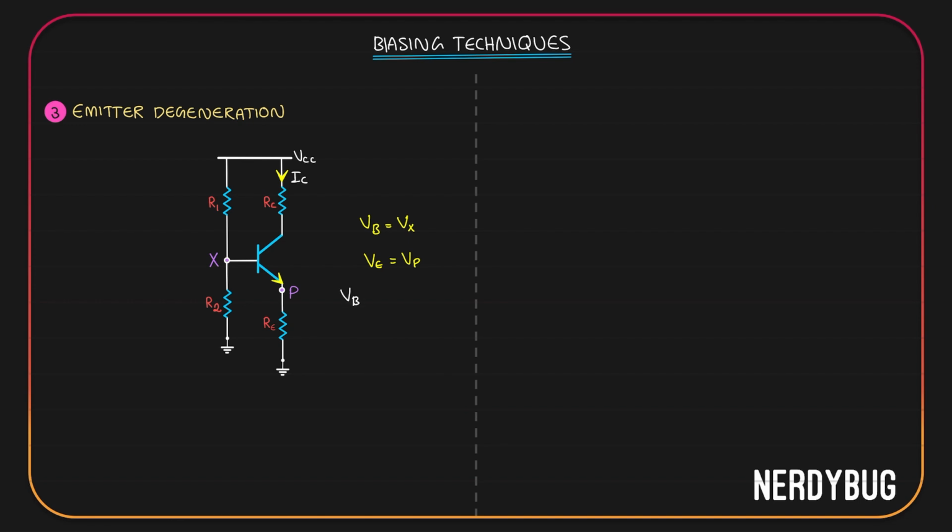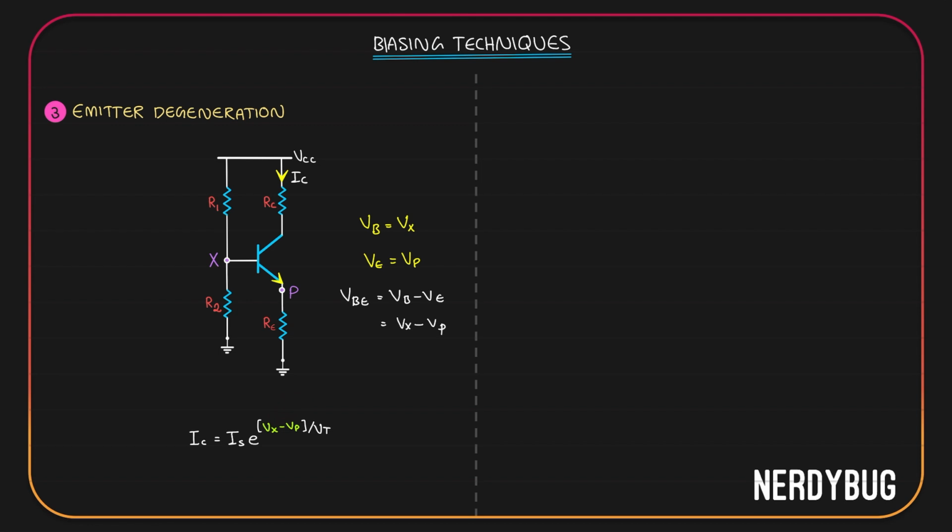Now if I want Vbe or the base emitter voltage, which is basically Vb minus Ve, I can write it as Vx minus Vp. Without emitter degeneration, emitter was directly connected to the ground. So Vp was 0. In that case, we got Vbe is Vx minus 0 or equal to Vx. With emitter degeneration, it becomes Vx minus Vp. Using this, we can update the expression for our collector current like this. It will be Is e raised to Vx minus Vp by Vt. Vbe is Vx minus Vp.